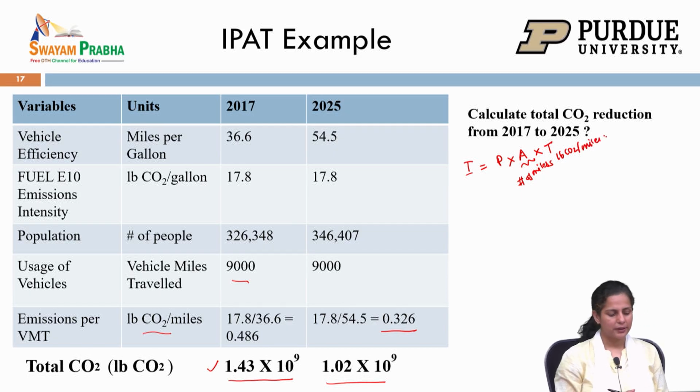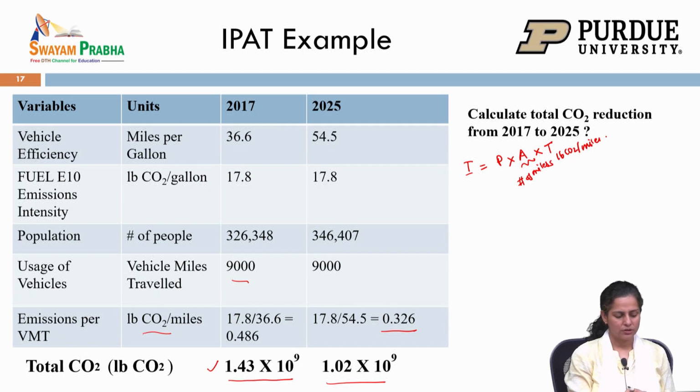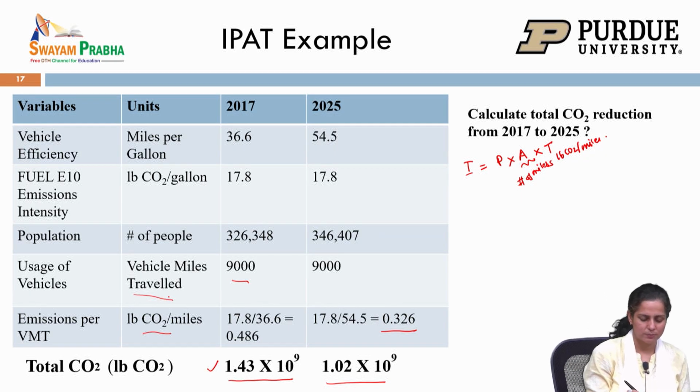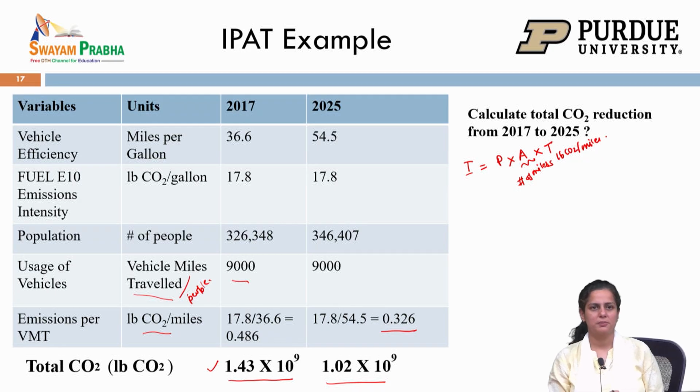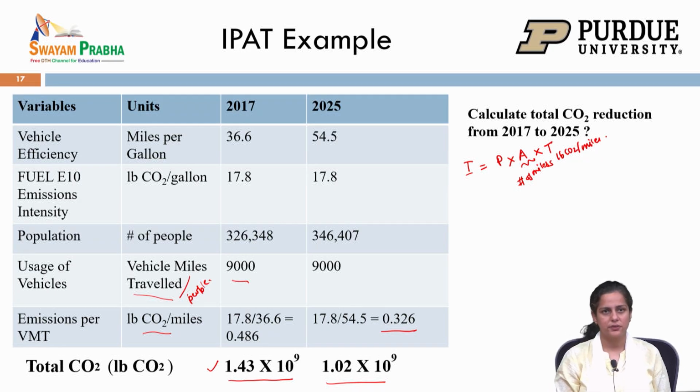We multiply it by the population because this is vehicle miles travelled per people. So this is how much the vehicle miles travelled per person in that year is. So that's why we multiply by the number of people, to get the total number of miles travelled.